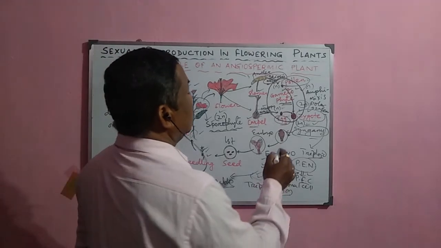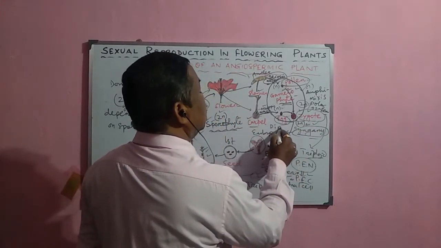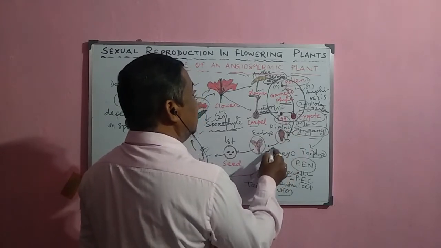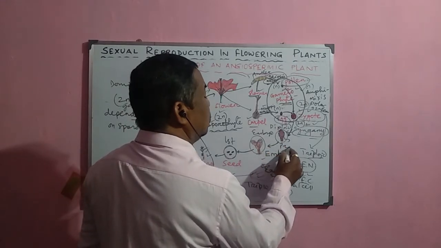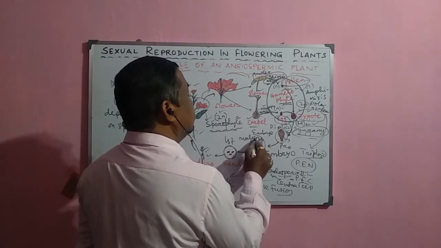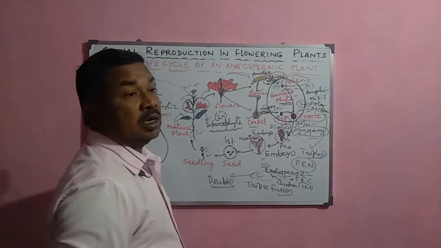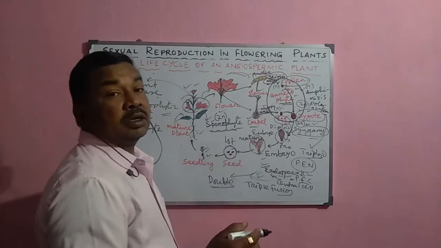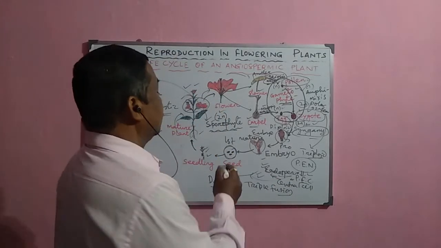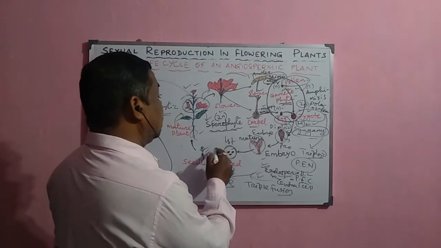After that, when the zygote is formed, it is diploid in nature. So when it becomes diploid, it will develop into the embryo. It is called the proembryo, then the mature embryo. This is the proembryo, and this is the mature embryo. After that, the mature embryo remains embedded inside the seed. Now the seed contains the cotyledon, the embryo, the seed coat, and the seed pore. So these are the different parts of the seed.